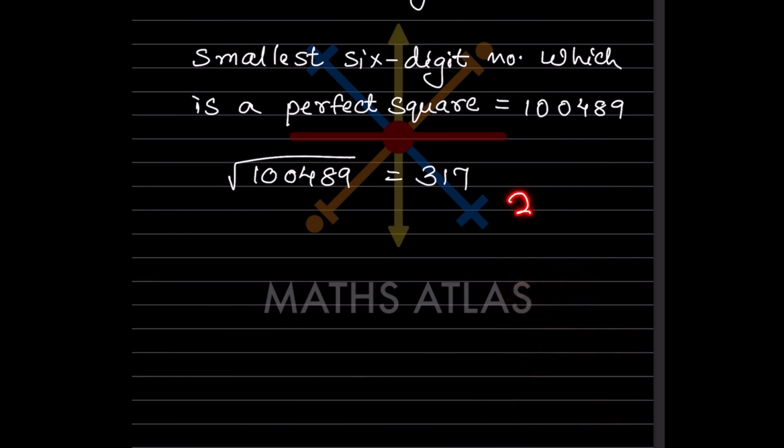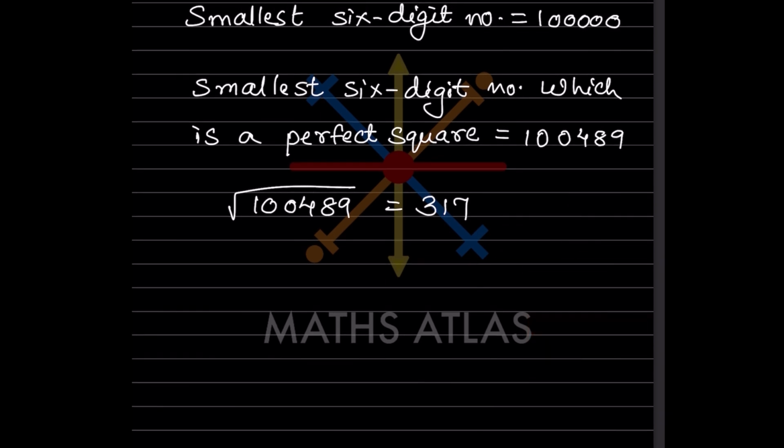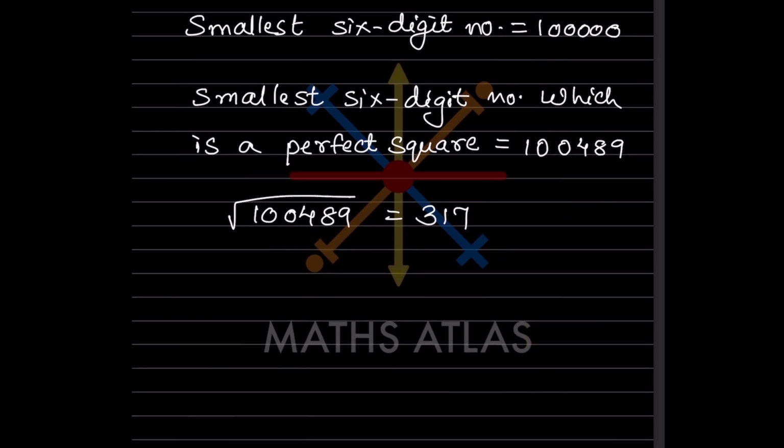So if we are going for 320, 320 into 320, we put two zeros, and 32 into 32 we can do first. So here it is going to be 102400. So the possibility is just 100489, that will be 317.